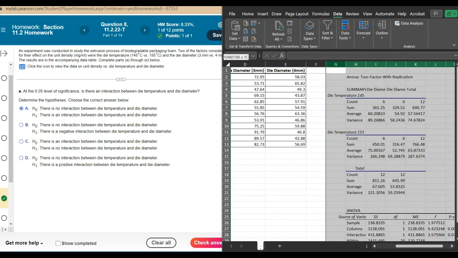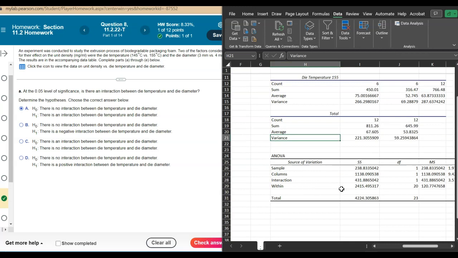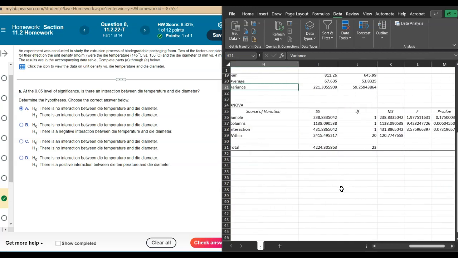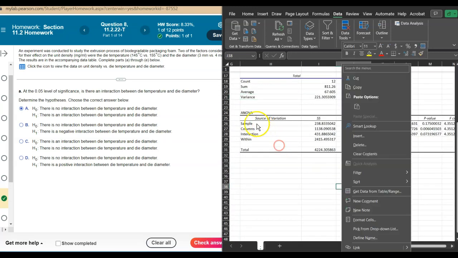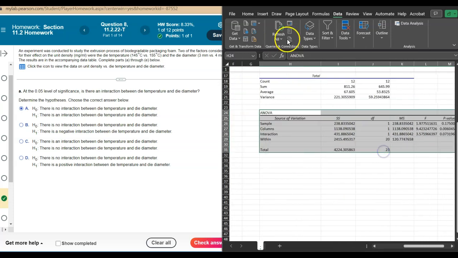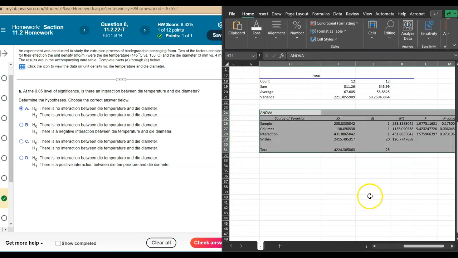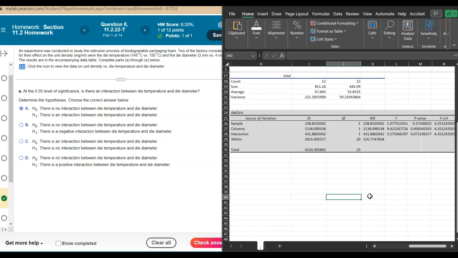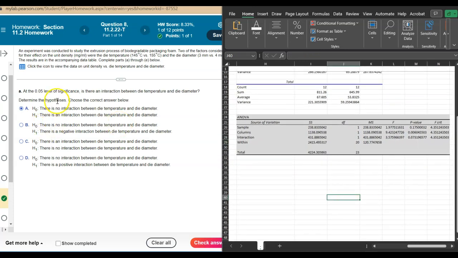Let me have a better view. I'm interested for now in the ANOVA, this part here. All right, so let's start. The first one here is asking you about the interaction, whether there is interaction or not.